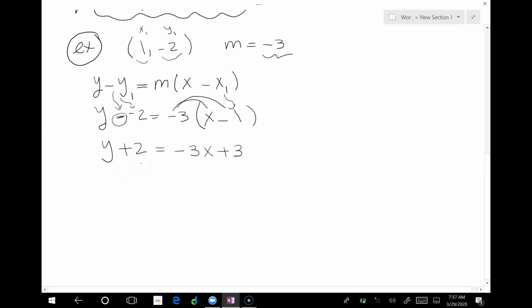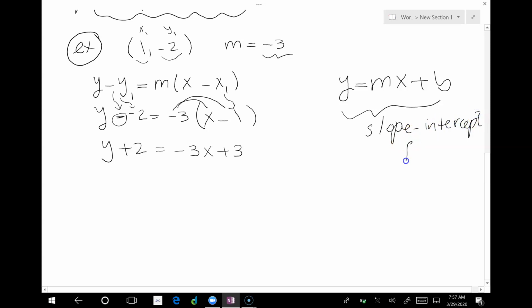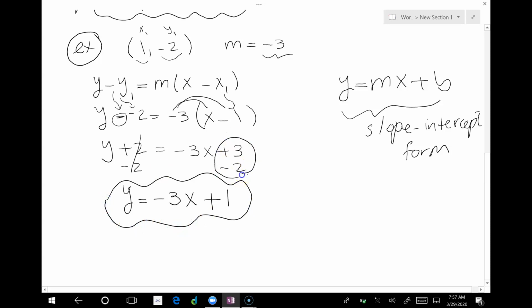Then, if you remember, I said for the final writing, I want it to be in form of mx plus b, and that is called the slope-intercept form. So then you would subtract 2 from both sides. So y is equal to -3x plus 1, since 3 minus 2 is +1. So that's the equation: y equal to -3x plus 1.